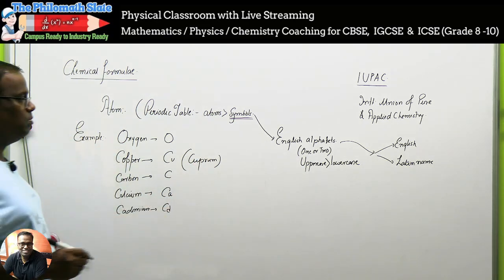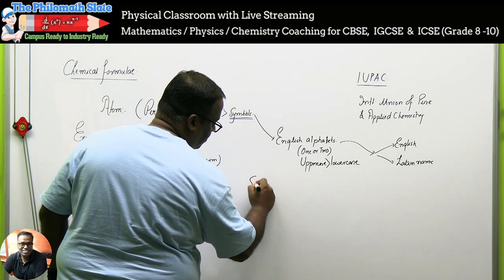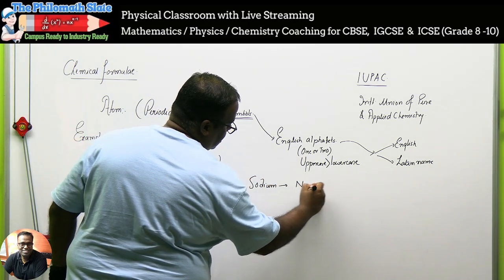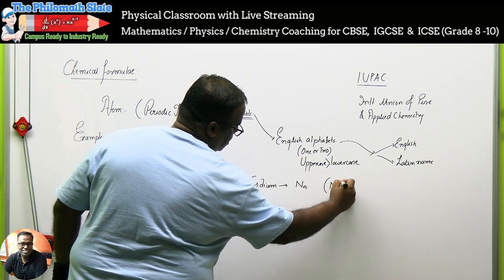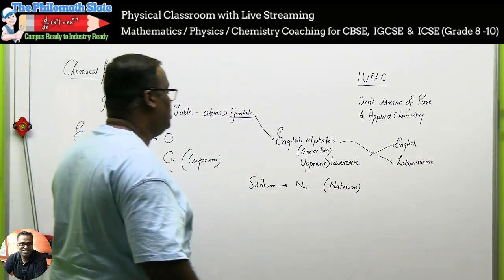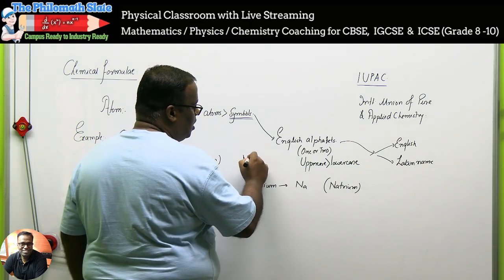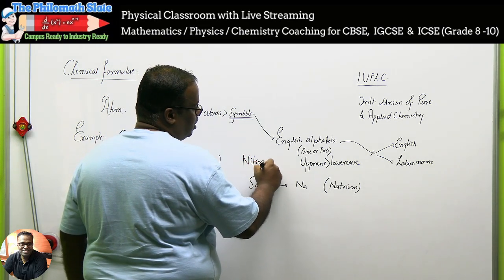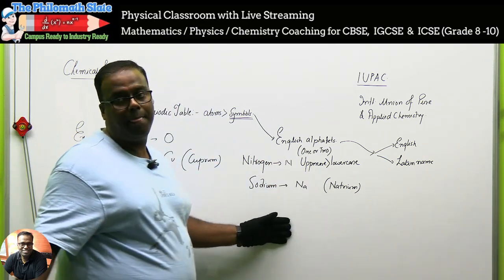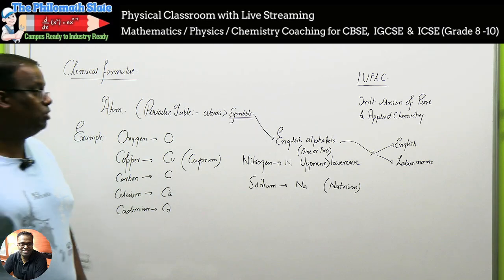Clear? Similarly, let's say sodium. Sodium got the symbol Na because sodium's Latin name is natrium. So, sir, why did you not give N to sodium? Arey, nitrogen पहले discover हो गया था रे भाई. So nitrogen took the N. Sodium got Na. Right?